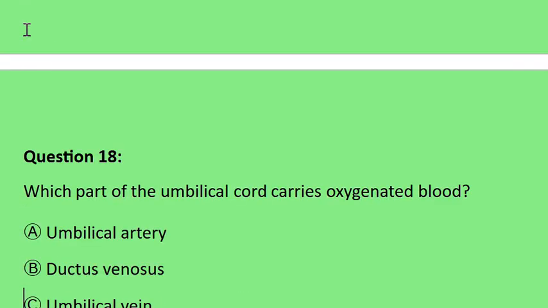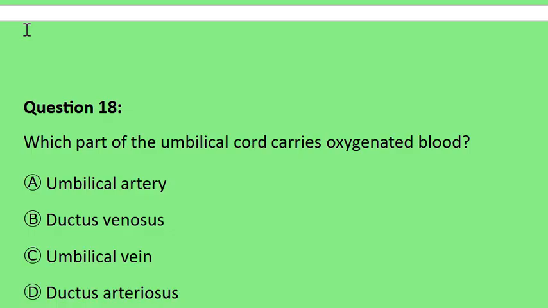here. Which part of the umbilical cord carries oxygenated blood? Again, most important question for the exam. Read carefully, select your best choice, and then I will give you the correct answer.